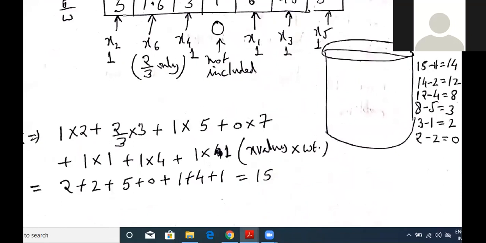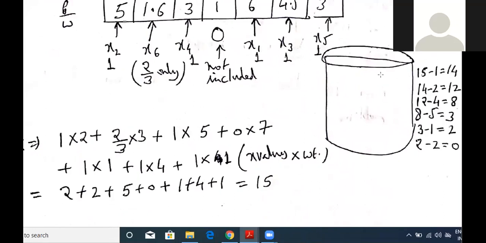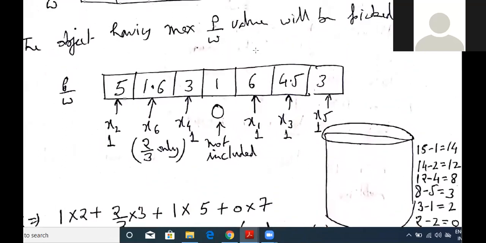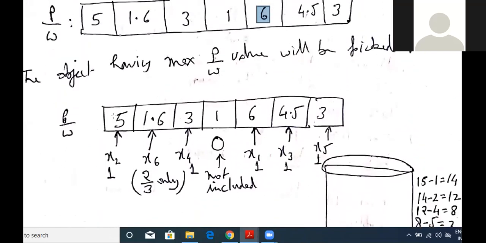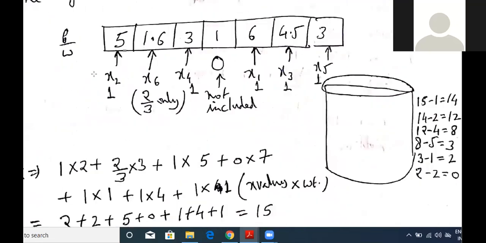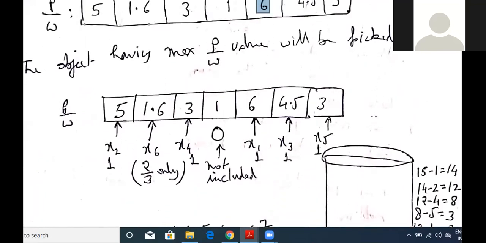So the remaining capacity is 14. 15 minus 1 equal to 14. So this is the first item that you have to carry, and the weight remaining is 14. Now the second item is 5, that is this item, and the weight associated with this item is 2. So now we have to place this item, and the remaining capacity, previously 14, becomes 14 minus 2 equal to 12. So now the remaining capacity of the knapsack becomes 12.